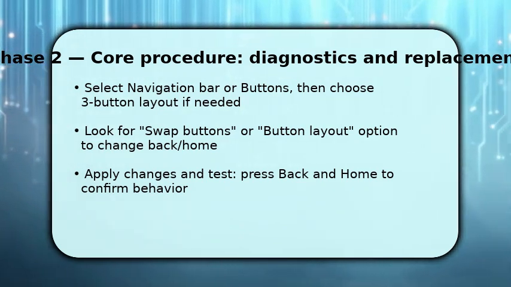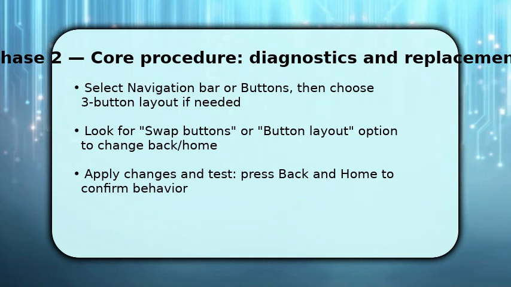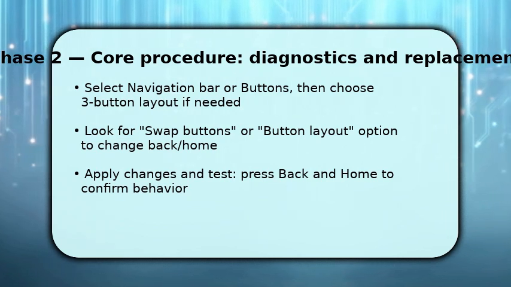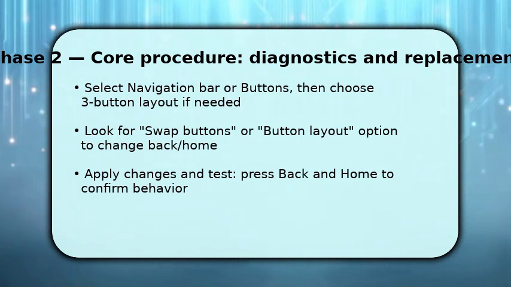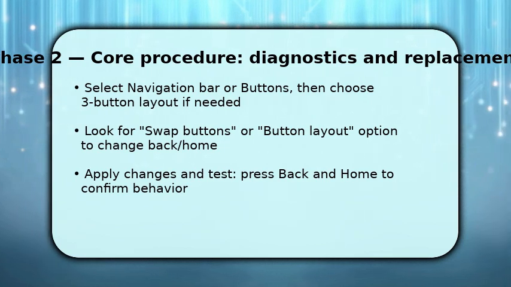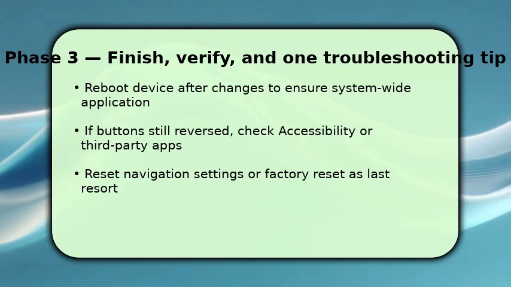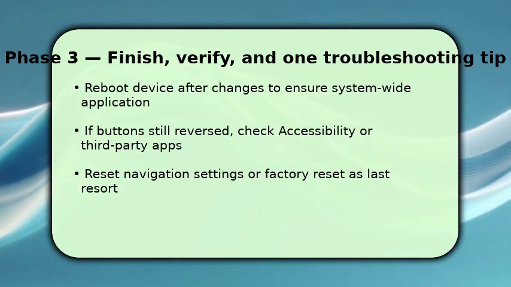Once done, immediately test by pressing each button to confirm back versus home actions behave as expected. If an app controls navigation, make sure no third-party launcher is overriding system choices. Finish by rebooting the phone. A restart ensures the new mappings take effect across the system.